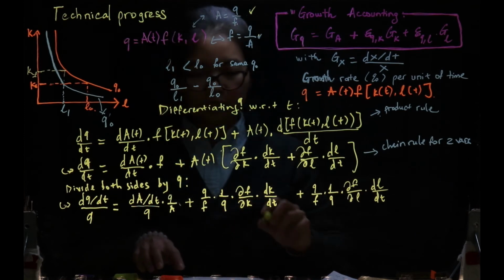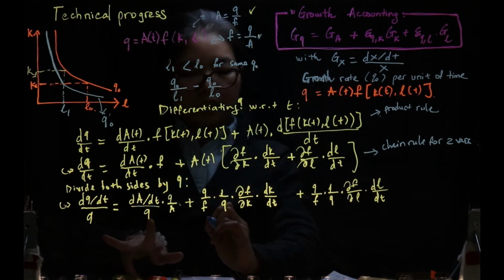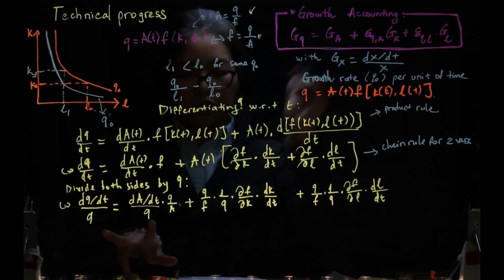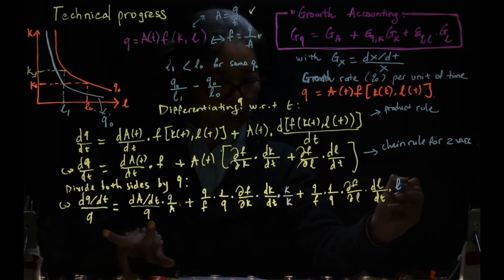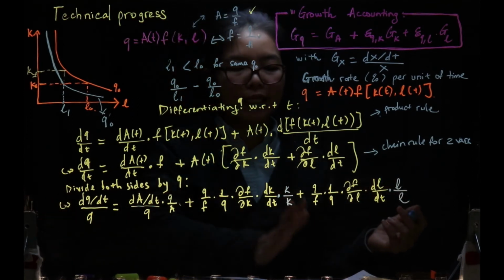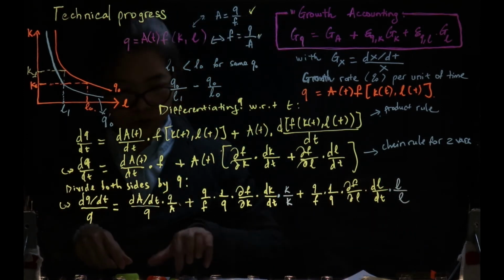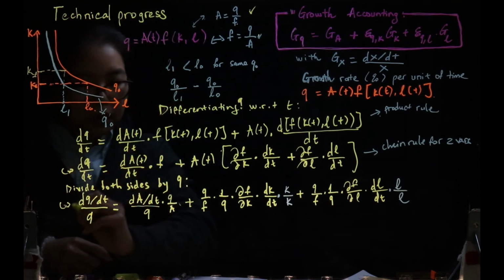Okay. Now, this is already in shape. I will show you, but before that, let me also jump one step ahead: times K over K, and here you times L over L. Basically that means times 1, but we need this. And why we need this, you will see in a second.